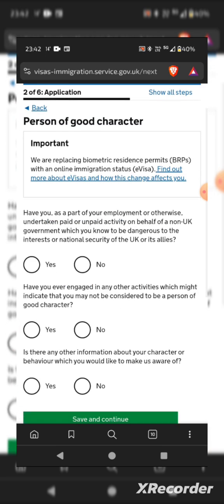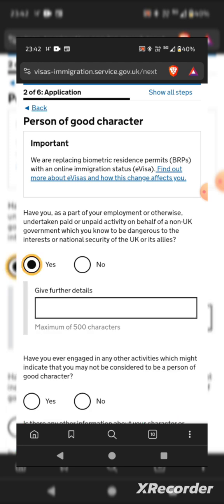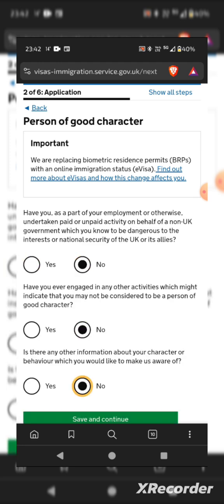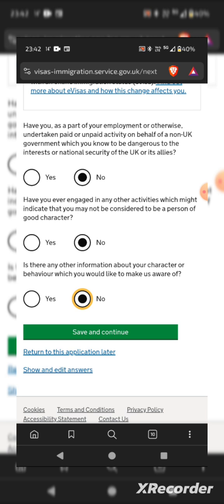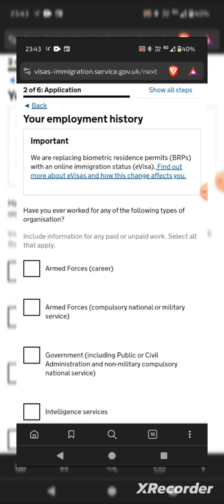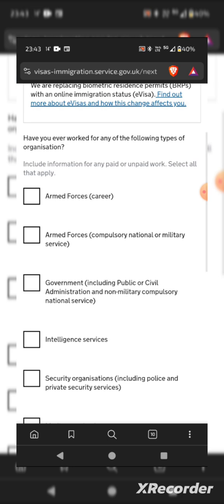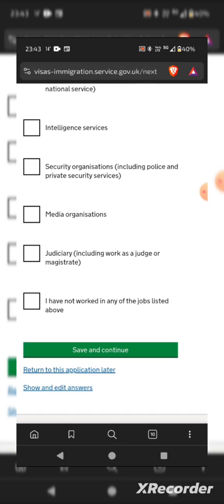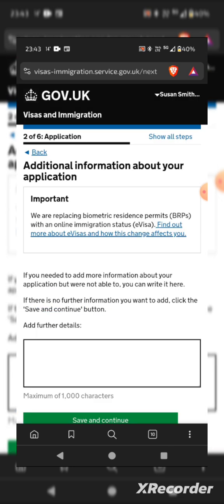Then, are you a person of good character? All those things. Is there any part of your employment that you pay up or non, you do all of those things. Read them. If you are part of them, you do it. If you don't, do it. Have some integrity and pride in yourself. Have you ever worked for any of the following types of organization, armed forces, all those things? If you have, say it. If you have not, just simple. Whatever you see in this application, give documents to support it. Most people have not. That's why they are joining.